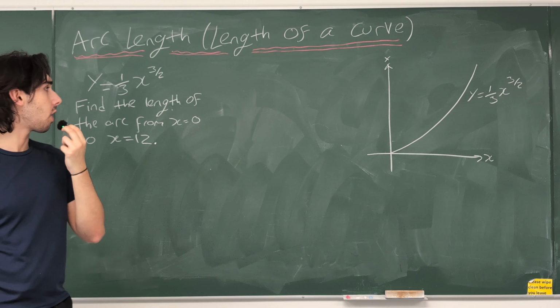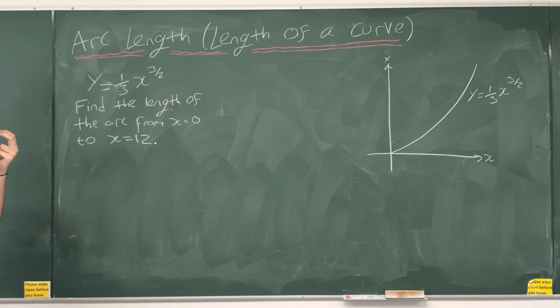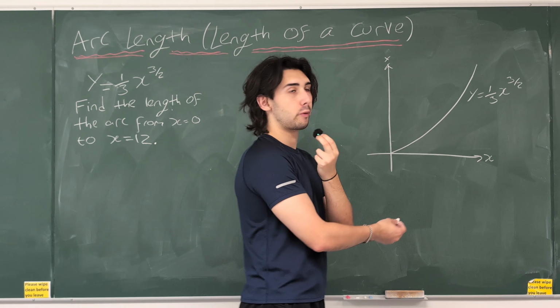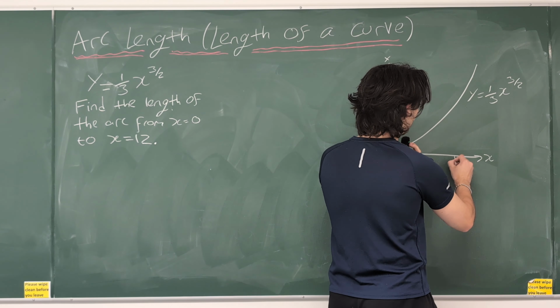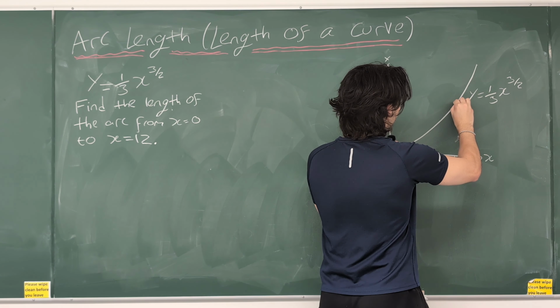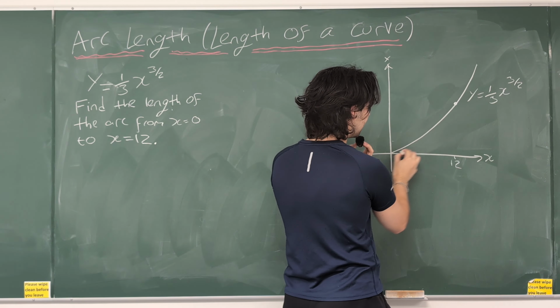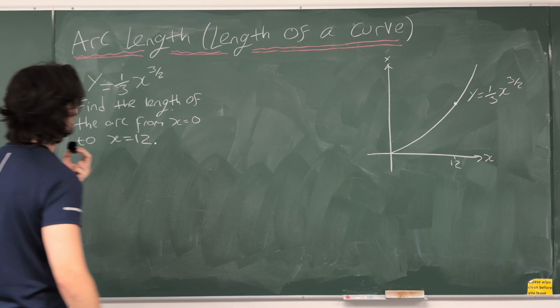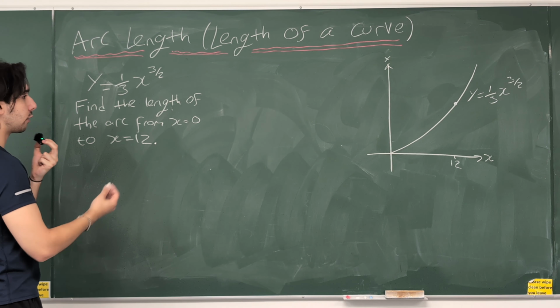Okay guys, so we've got an example here. y is equal to 1/3 x to the power of 3/2. Find the length of the arc from x equals 0 to x equals 12. So in other words, I've drawn the graph for us already. Let's say that this is when x is 12. The idea is, what is the exact length of this curved line? Okay, so we're going to use the formula.